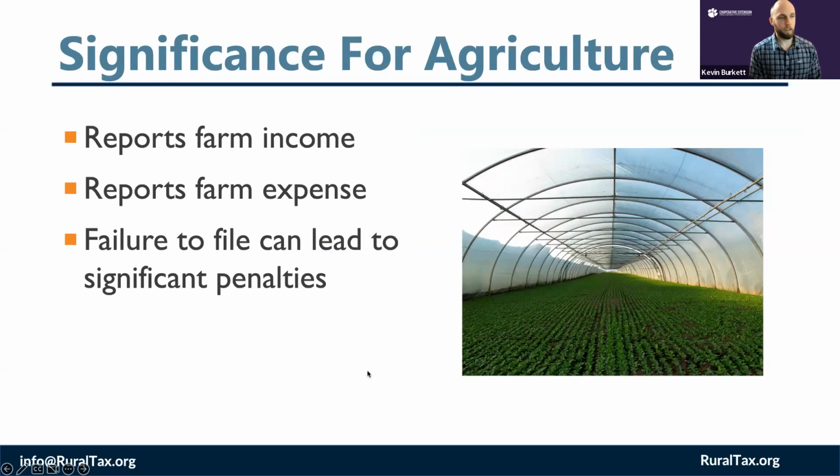And so why is it significant for farm business owners? It helps us report our farm income and our farm expense. And as we'll talk about, if we fail to file these correctly, it can lead to pretty significant penalties. You could run afoul of some of the rules and have to owe an additional amount to the IRS because of maybe not filing these correctly.